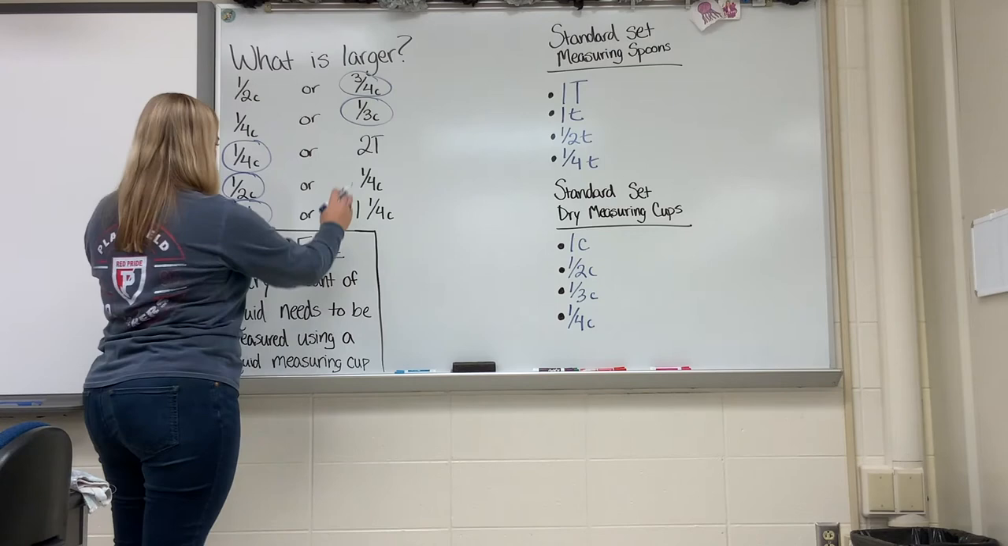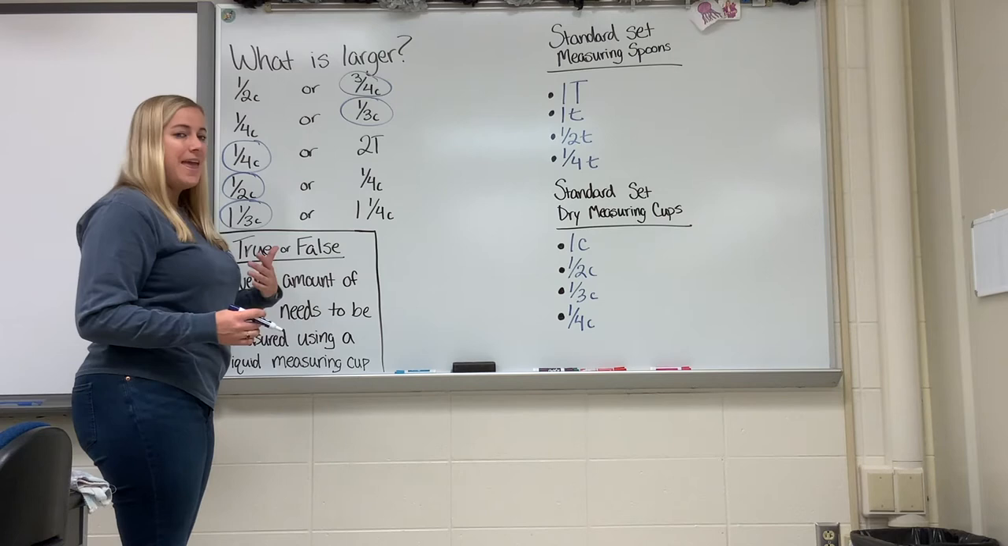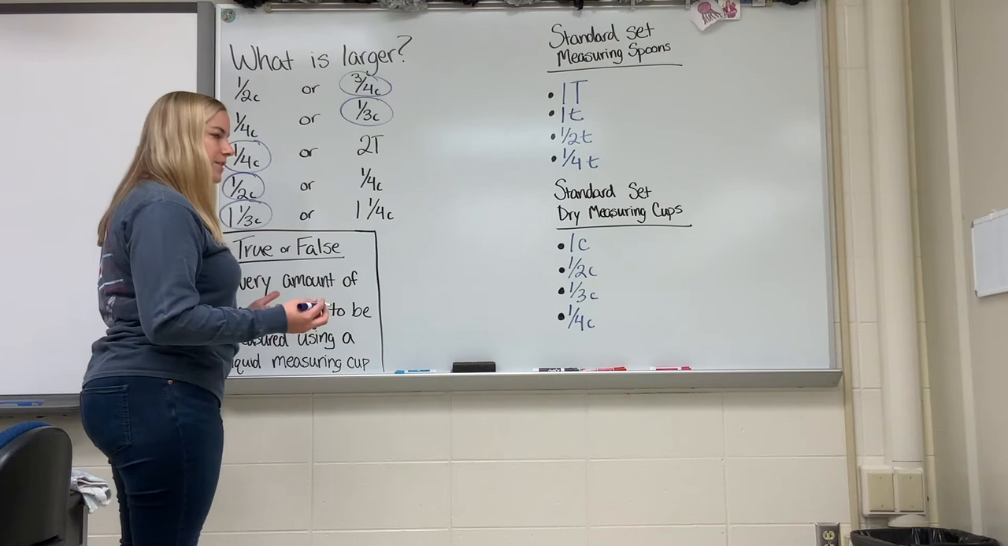Okay, and then the last one on here is: every amount of liquid needs to be measured using a measuring cup. While a lot of liquids need to be measured using a measuring cup, anything that is below 1/4 of a cup needs to be measured using your measuring spoons. So that is going to be false.